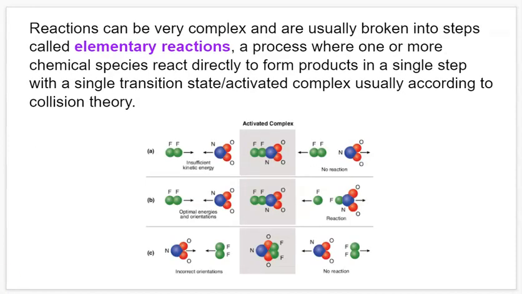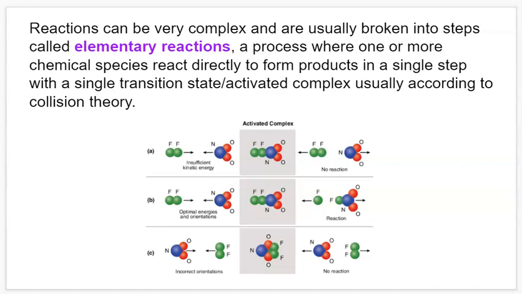So in this lecture, we're going to talk about how reactions happen, what their mechanisms look like. And reactions can be very complex and are usually broken into multiple steps called elementary reactions. And this describes a process where one or more chemical species react directly to form products in a single step with a single transition state or activated complex.